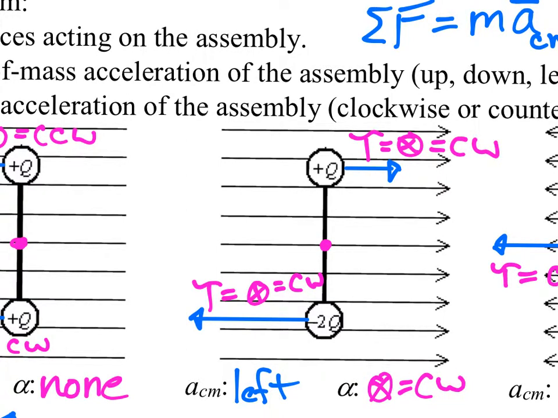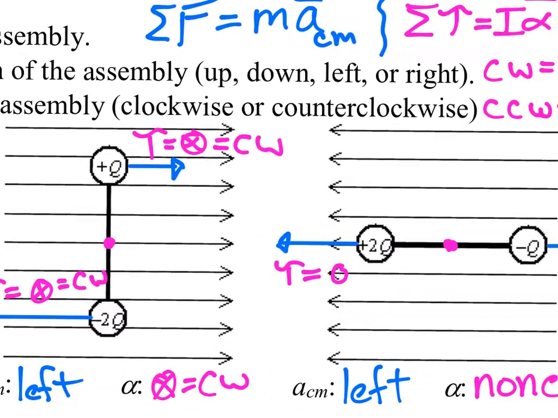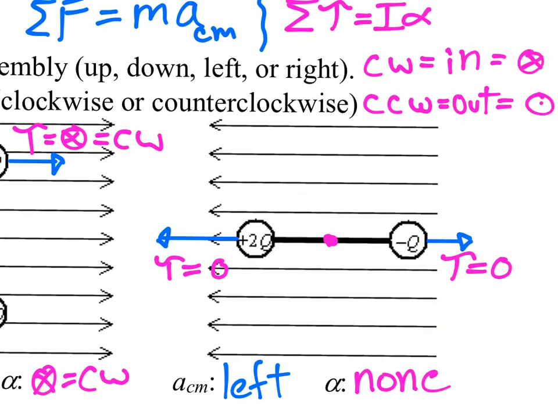The center of mass is going to move to the left because if you add up this force and this force, the force to the left is greater, so the net force will be to the left, and that's the direction the center of mass will move. One more, and then you'll do the bottom ones on your own.